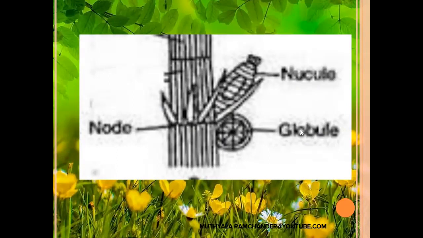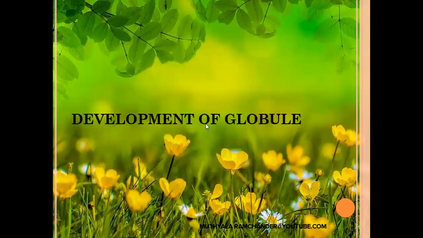These two sexual organs are developed at the node area of the main shoot. The male sexual organ is called globule. The female sexual organ is called nucule. These two sexual organs are developed at the node area of the main branch. Now we will discuss the development of globule.